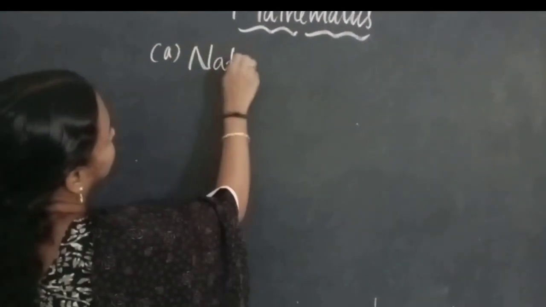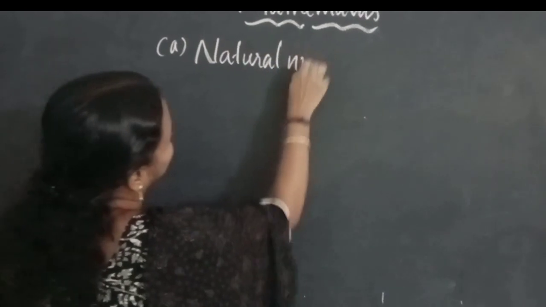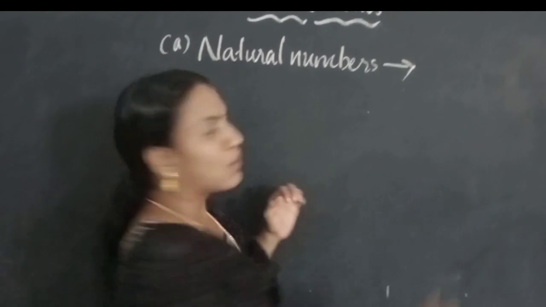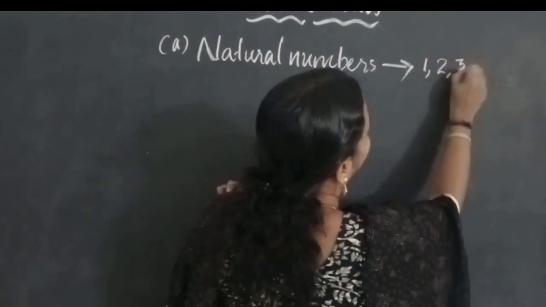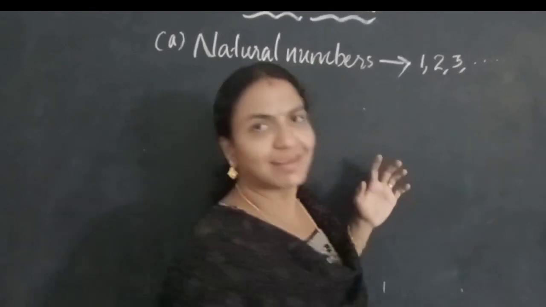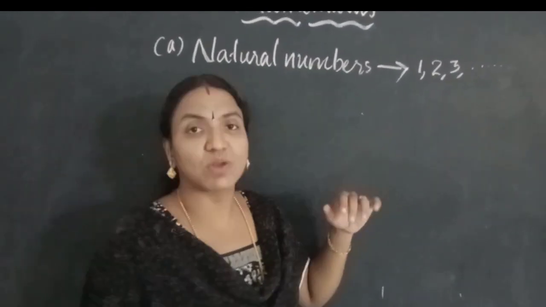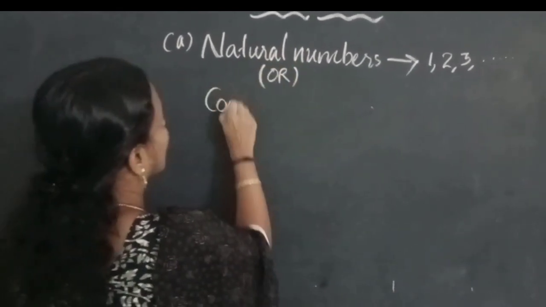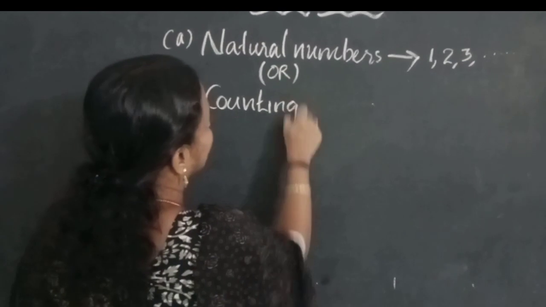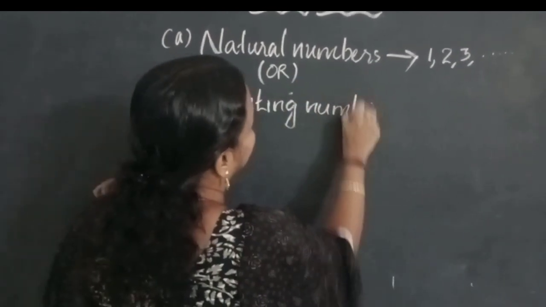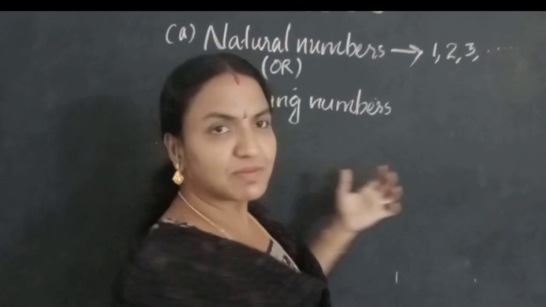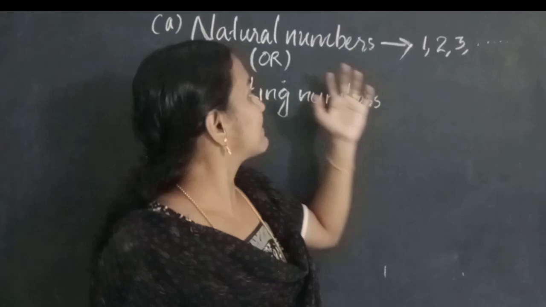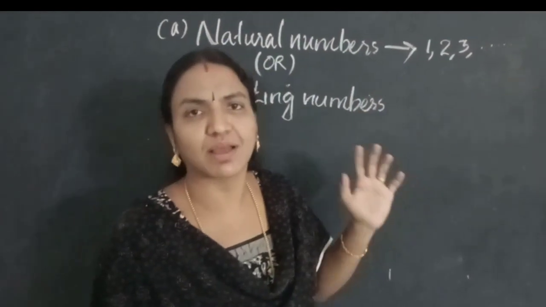The first one is natural numbers. The numbers 1, 2, 3, etc. are called natural numbers, otherwise known as counting numbers. Counting numbers means when we use them for counting. The natural numbers 1, 2, 3, etc. are counting numbers when we use them for counting.